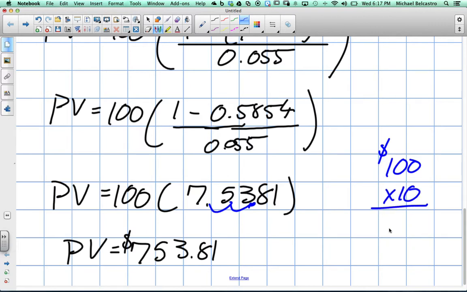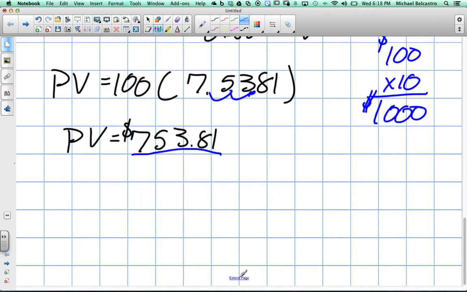So 100 times 10 gives us $1,000. So we're going to pay out $1,000, but we only have to invest $750. That's pretty good. We're investing less money than we're actually paying out. So we're earning interest. And if they were to ever ask you how much interest did this annuity earn, we would take this total, 1,000, and we'd subtract what we got as the present value, which is 753.81.